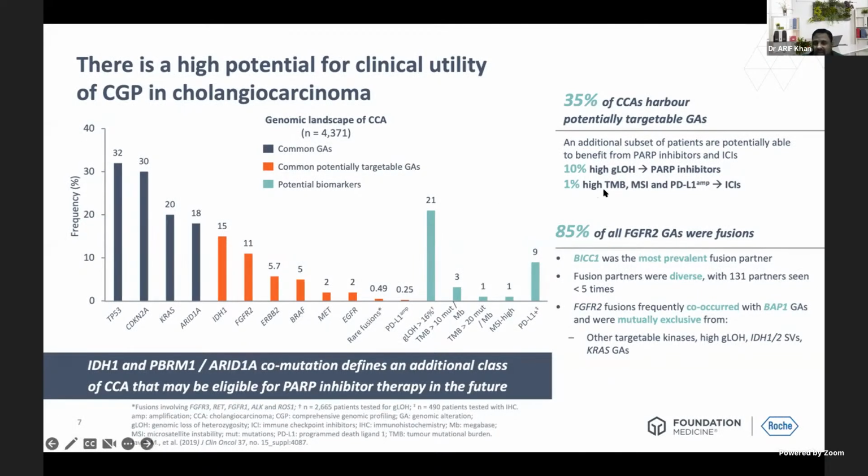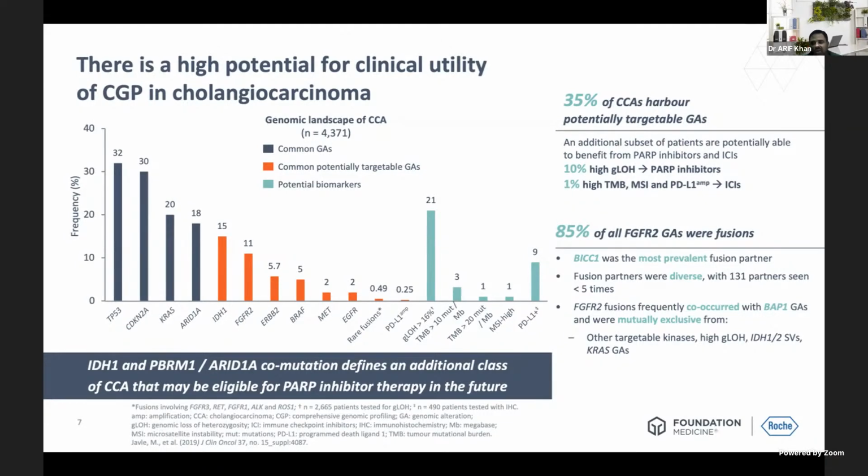The other alterations which can be found are high TMBs, that is the tumor mutational burden. These are the markers, there's MSI, PDL1 and TMB for the immunotherapy basically. So when they are found and we use immunotherapy, this can improve the responses and also the outcomes.